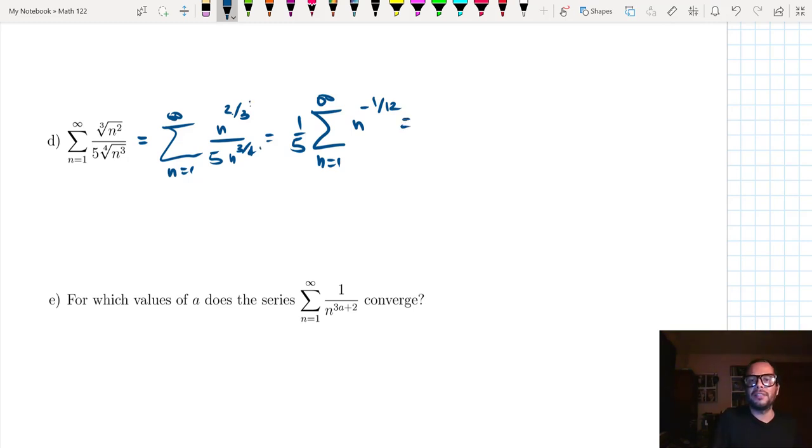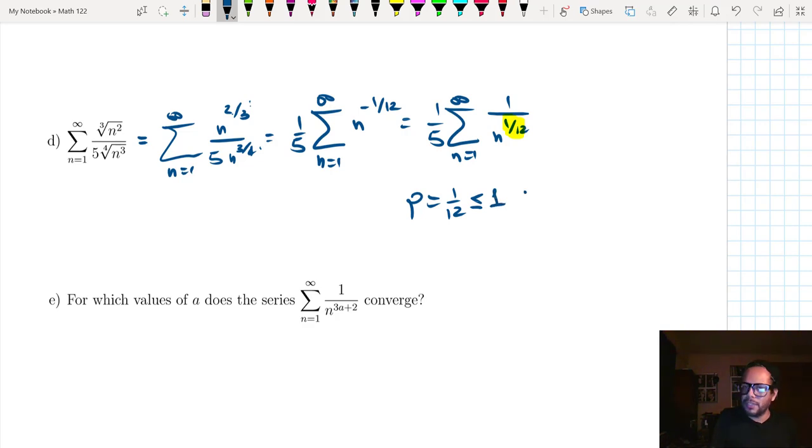And this will be the same as saying 1/5 sigma n equals 1 of 1 over n to the 1/12. So in this case, let's identify the value of p. So the value of p is p equals 1/12, which happens to be less than or equal to 1. And in accordance to the test, the series diverges.